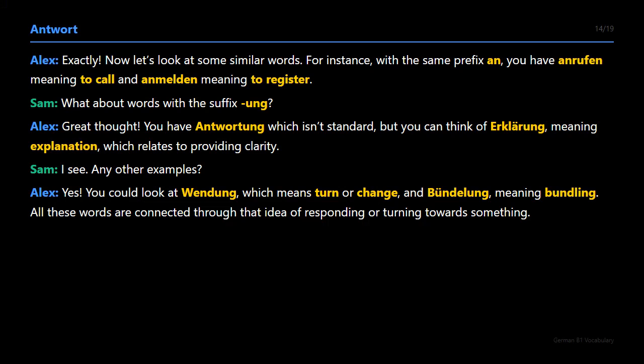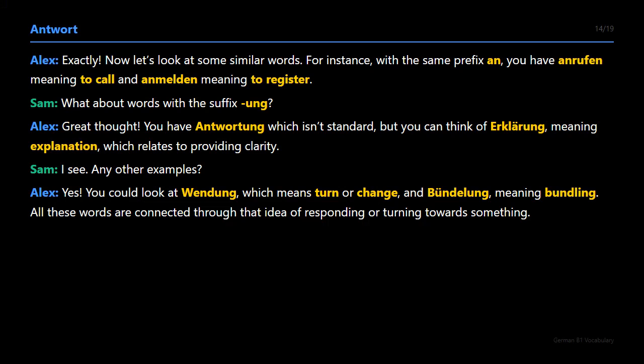What about words with the suffix? Great thought. You have Antwortung, which isn't standard, but you can think of Erklärung, meaning explanation, which relates to providing clarity. I see. Any other examples?